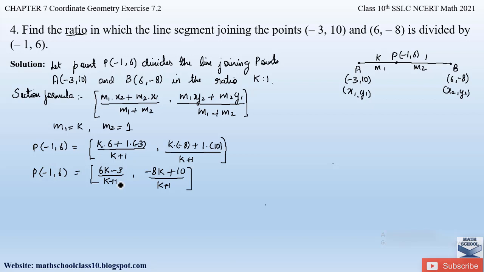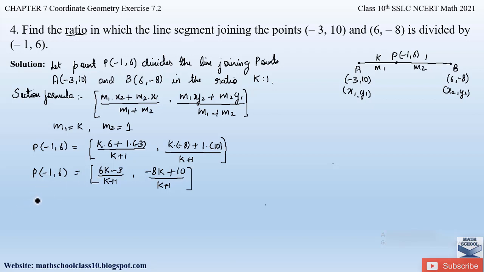coordinate given in the formula, that is (6k minus 3) by (k plus 1), to find out the value of k. Later on we can equate the y coordinate part with the y coordinate given here, that is 6, to find out the value of k. In both cases, the k value obtained will be the same. Okay, so let us first equate the x coordinate part.